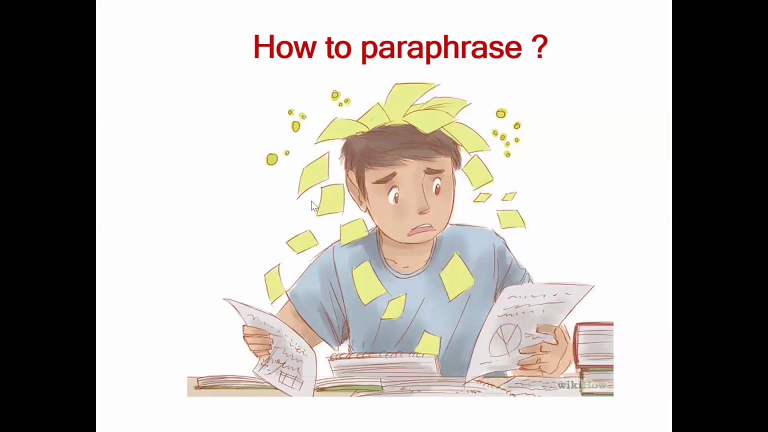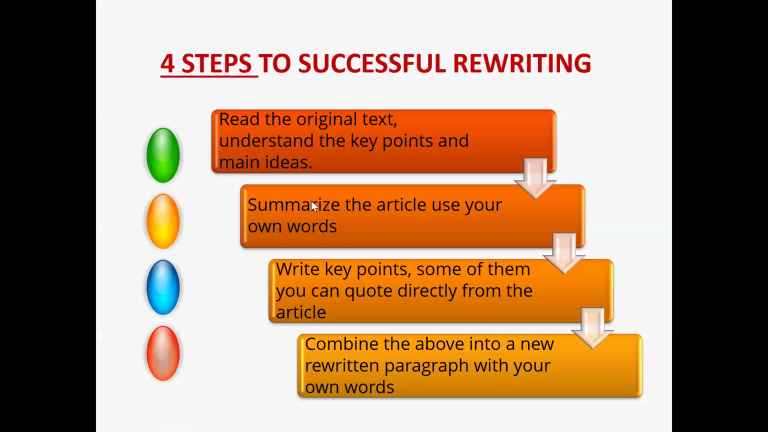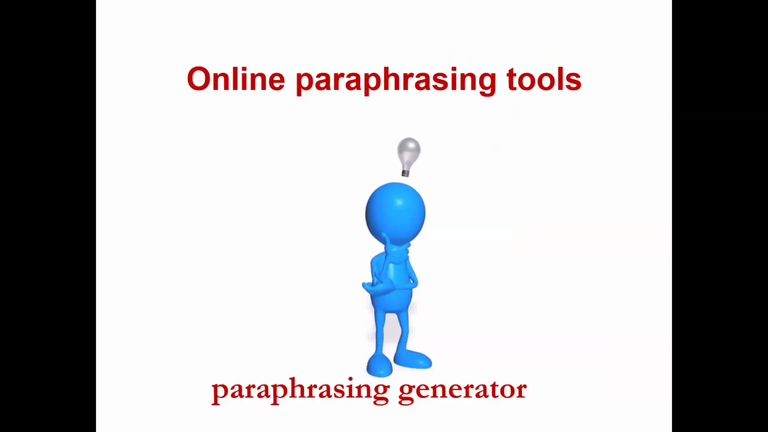So how to paraphrase? Actually, we have many steps to do paraphrasing. Either to do it manually by reading the original text and understanding it, understanding the key points and the main idea, and then summarizing the article using your own words, and then writing the key points, and then combining the keywords with your summary and writing it on your own. And of course, we have to put the reference here.